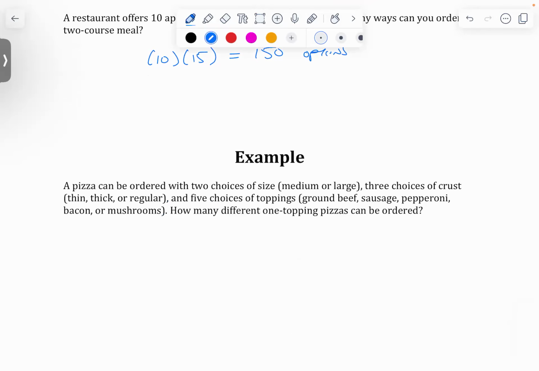Similarly, a pizza can be ordered with two choices of size, medium or large, three choices of crust, thin, thick, regular, five choices of topping, ground beef, sausage, pepperoni, bacon, mushrooms. How many different one-topping pizzas can be ordered? Well, that means two sizes, three crusts, five toppings, 30 options.